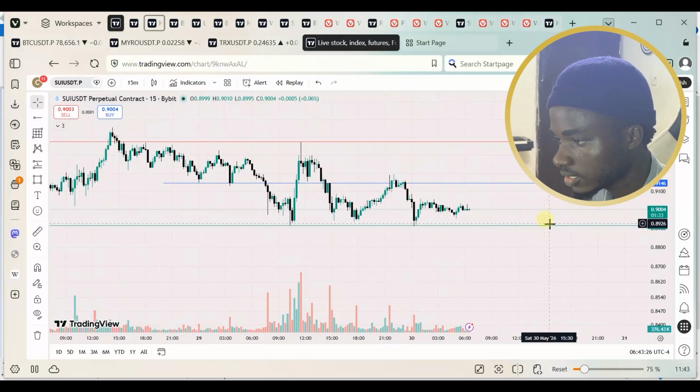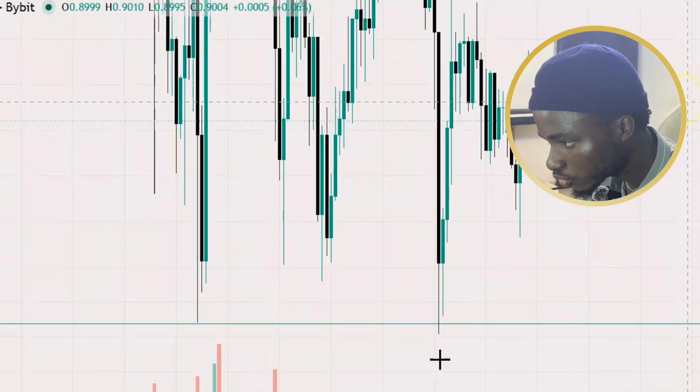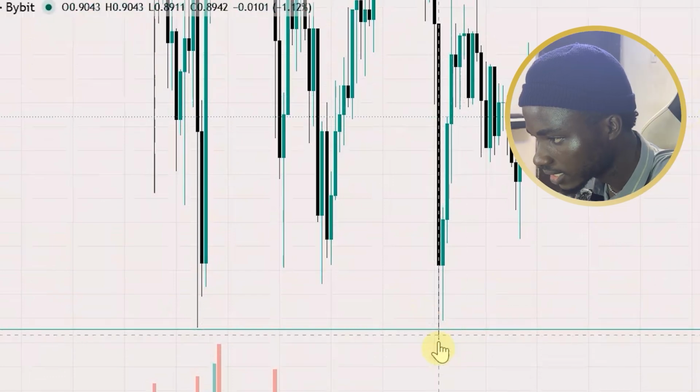Now you can see here liquidity has actually been swept. If I zoom in, you can see that this candle here has swept liquidity at this line. So once it closes below, it crosses this line, it has swept liquidity.